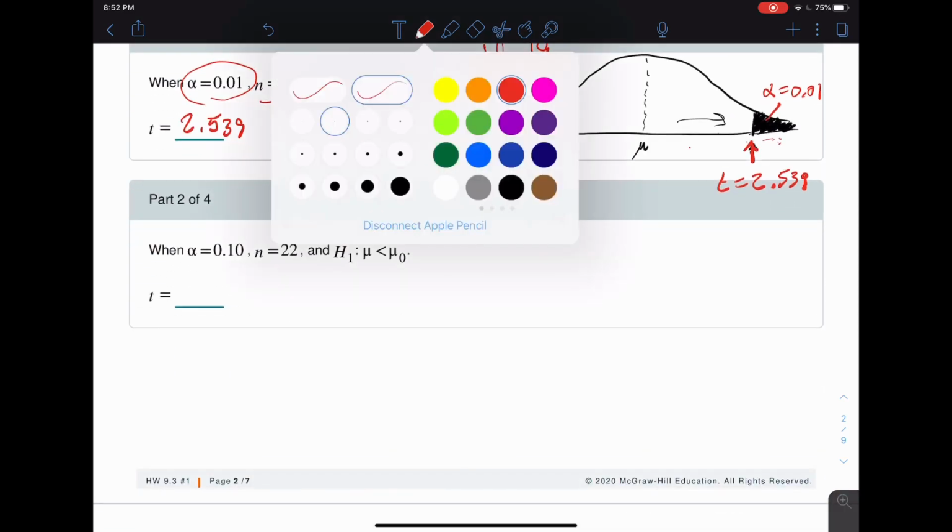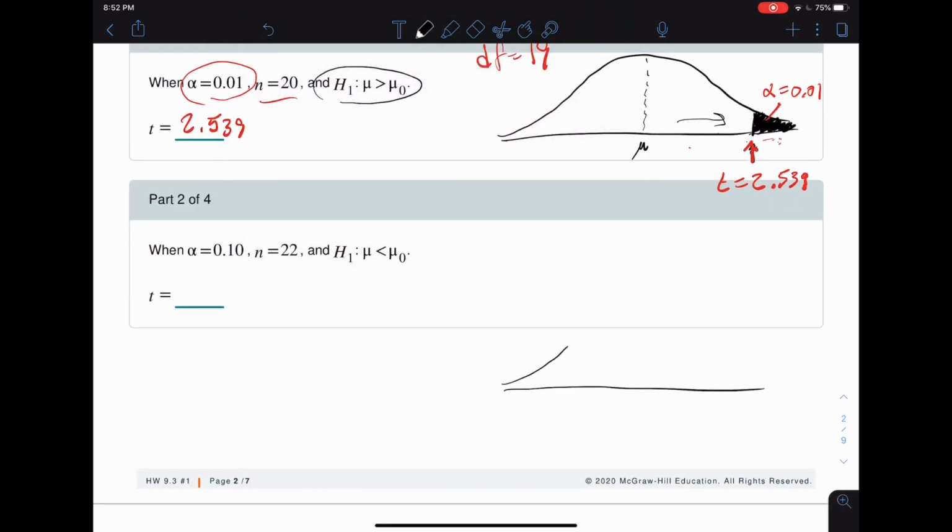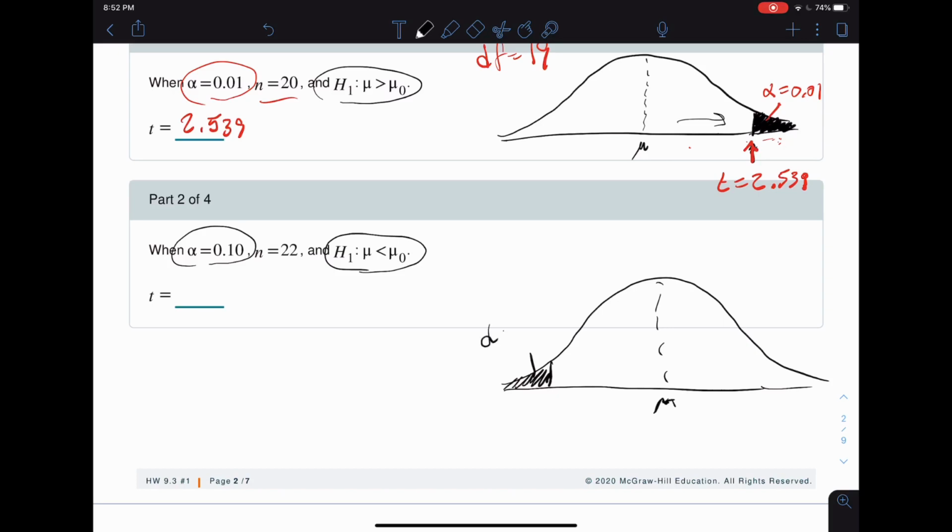All right, let's do it again. This does go a little bit quicker. You don't have to draw a picture every single time, but you know, since I'm a teacher, there's your mean. Alternate hypothesis says the mean is less than, so that would be less than the mean. Less than would be a left-tailed test. We have a significance level where alpha is 0.1 or 0.10, and we've got our sample size 22, so degrees of freedom must be 21. All right, let's look it up.